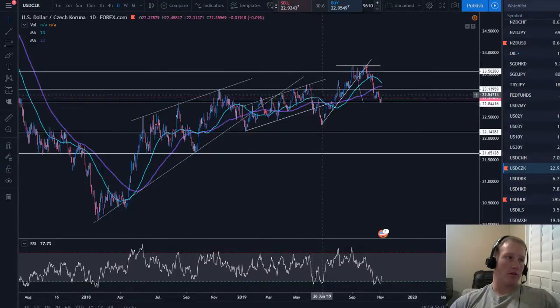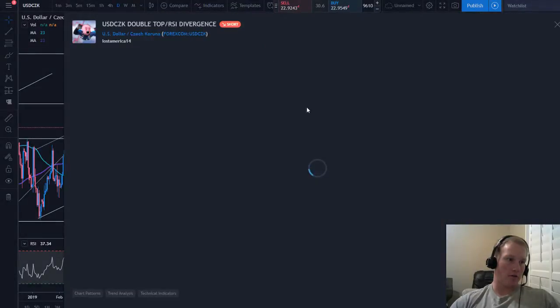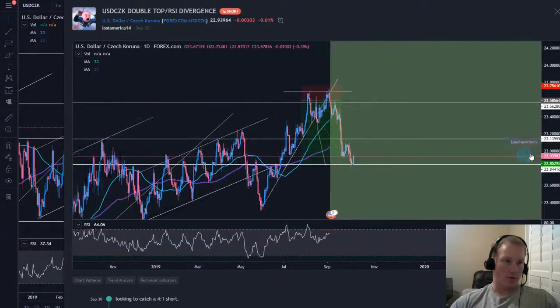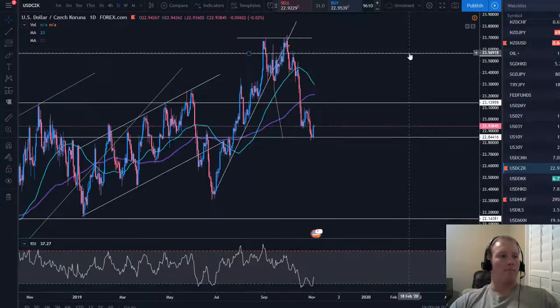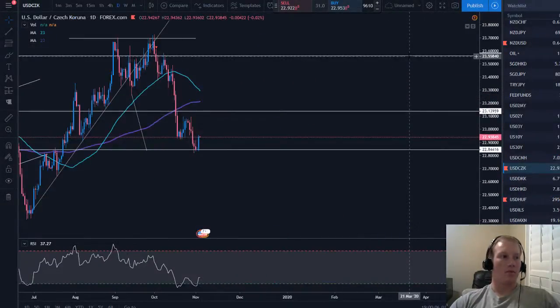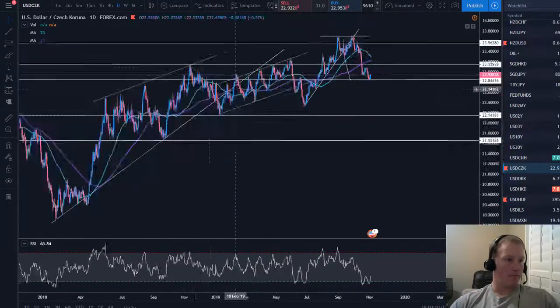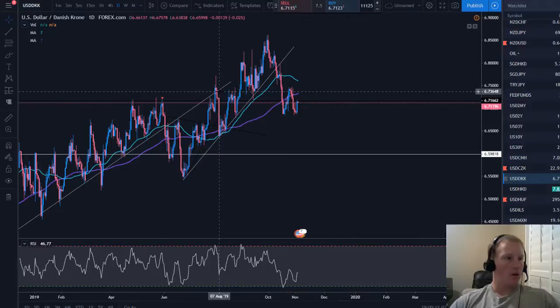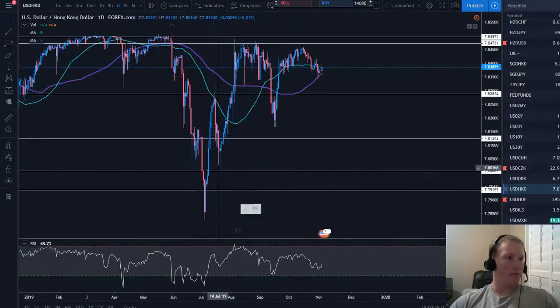US dollar, Czech koruna. I screwed up on my short on this, which is sad because it's a good setup. I would have just got hit, I would have got out just now. Good setup, but what's going on here? Nope.